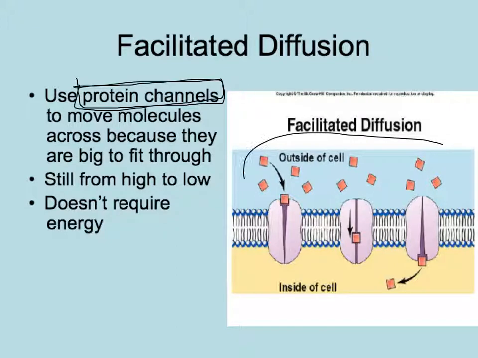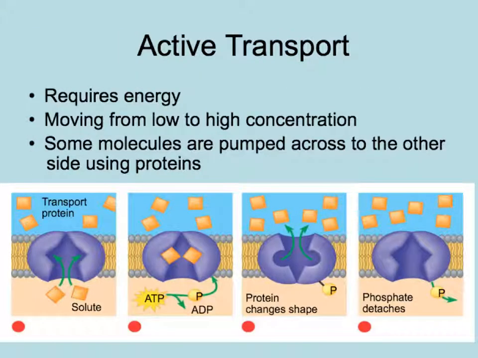We still go from high concentration to low concentration, just going down the slide, high to low, but it does not require energy, just like diffusion and osmosis. The only difference is that we have to go through a channel to be able to get through that cell membrane. That's it. We need some help. We need a helper.